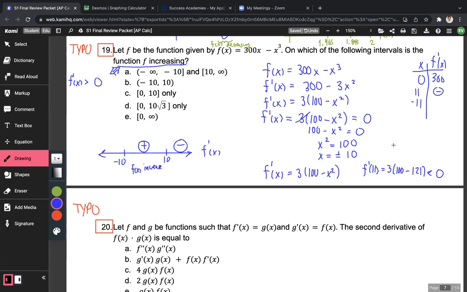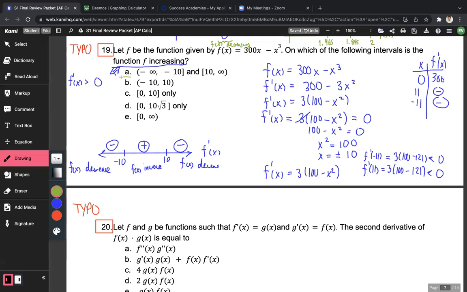And let's try negative 11. Recognize that I'm squaring something. Negative 11 squared is going to be a positive 121. So f prime of negative 11 is going to equal the same thing, which is just less than 0. Don't care what it is, just so that I know it's less than 0. All right, so on these two intervals here, f of x is decreasing, and my only intervals of increase for f of x are going to occur right here.